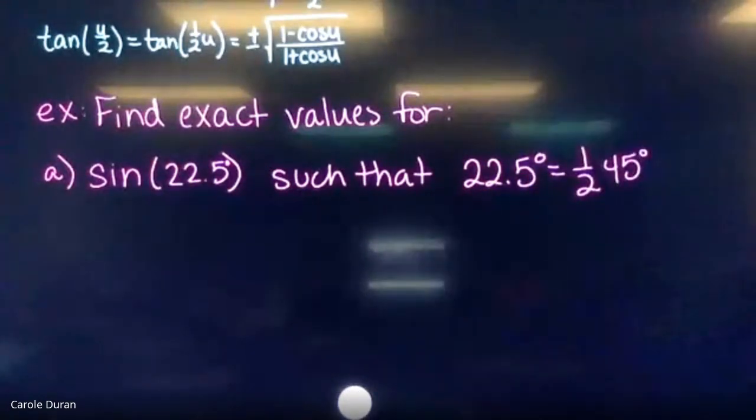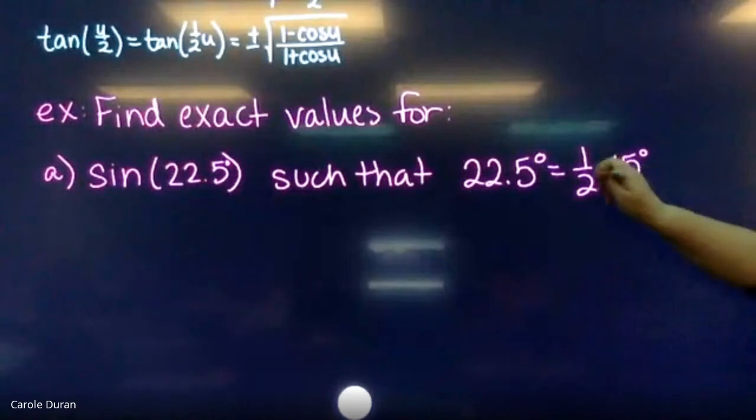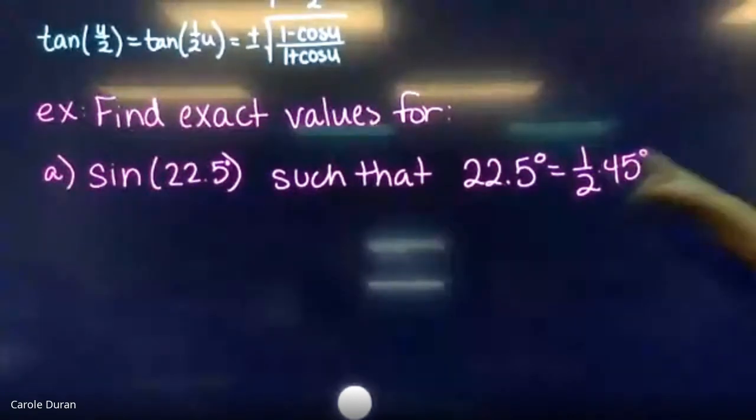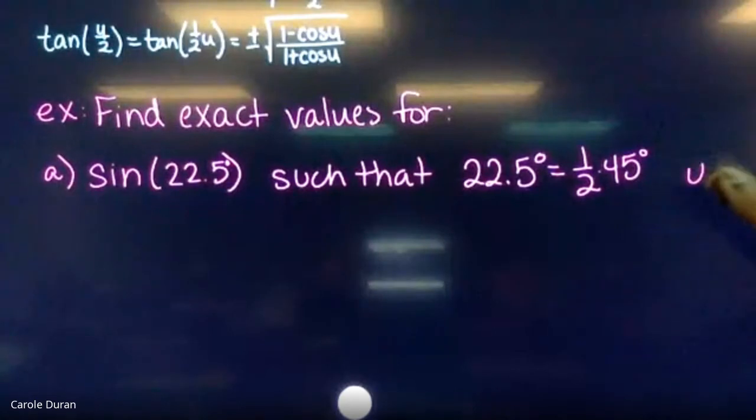Is that a 22.5? Yes, that is 22.5. So we are clearly going to be using our half angle identities on these, since that's what we just wrote. The directions here are to find the exact value for sine of 22.5 degrees. In order to use our half angle identity, I acknowledge that 22.5 is equal to 1/2 of 45. So our U angle that we're actually going to be computing with is 45 degrees.